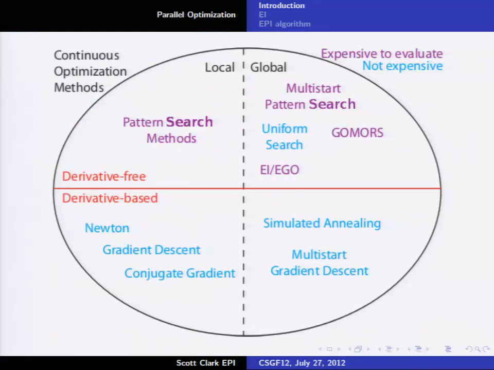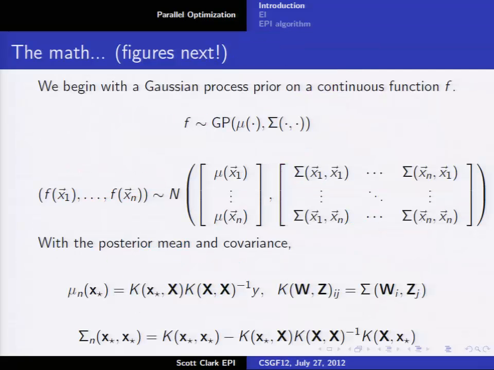So there's a lot of different optimization methods. Ours fits in here. It's expensive, derivative-free, global. Here's some math. I'm going to get to the figures in a second, but basically we begin by putting a Gaussian process prior on the continuous function f. So basically we model every single point as a continuous Gaussian random variable. So multiple points are multivariate Gaussians. Then we have the posterior mean and covariance. So we update what we believe about the function at any given point, with some fixed covariance function.